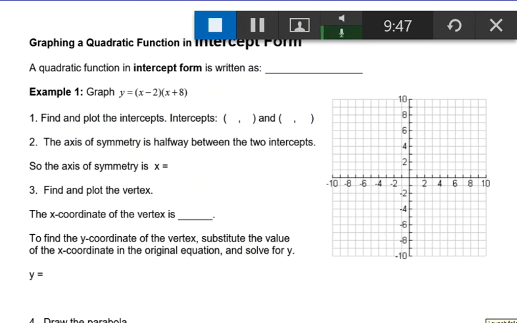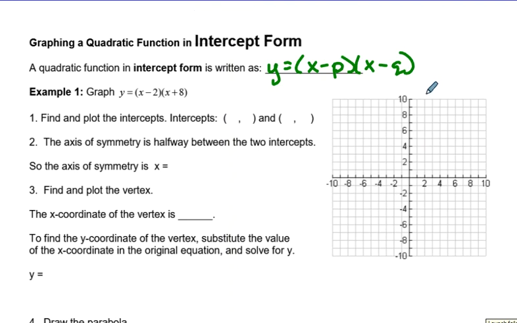All right, so intercept form looks like this. Y equals x minus p times x minus q. They use different letters. They use P and Q because they don't want you to get confused and think it's the vertex. It's not the vertex. But these are x-intercepts. So the x-intercepts are the opposite of this number and the opposite of this number. They're both opposites. So there's one at 2 and there's one at -8, and that's going to be 2, 0 and -8, 0. Those are your intercepts.